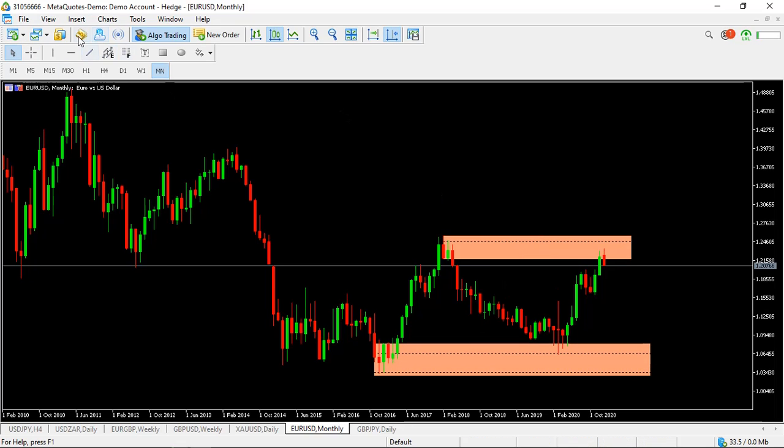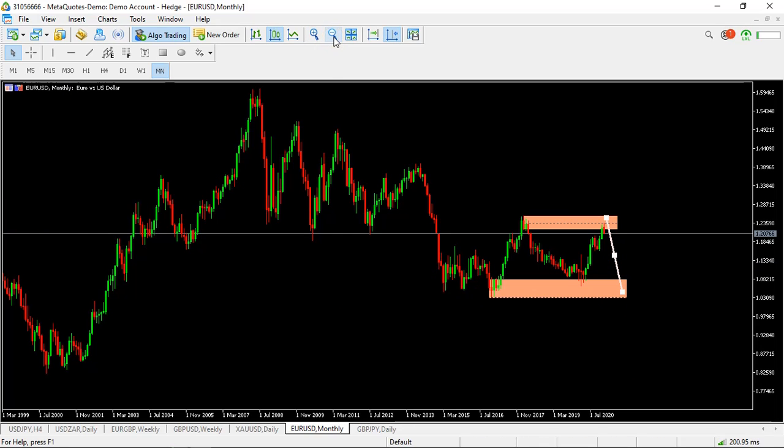Looking at the chart, this is a great area to look for selling the market. Okay, a good place to look to sell the market. But bear in mind that here we are still in consolidation. But looking at supply and demand, this is a great area to sell.